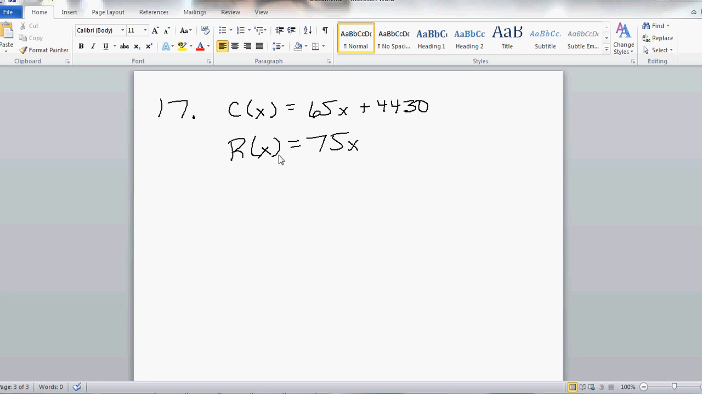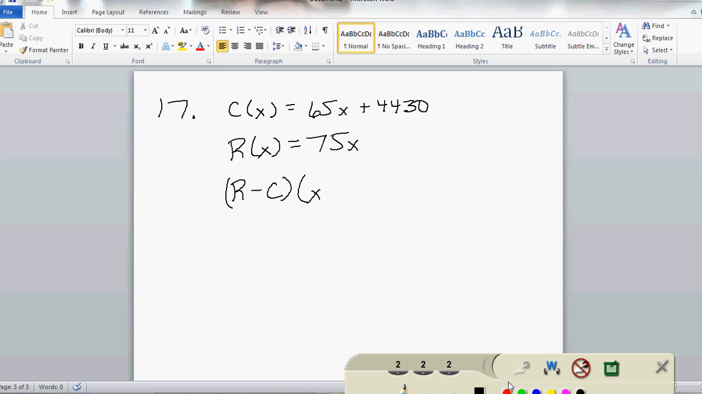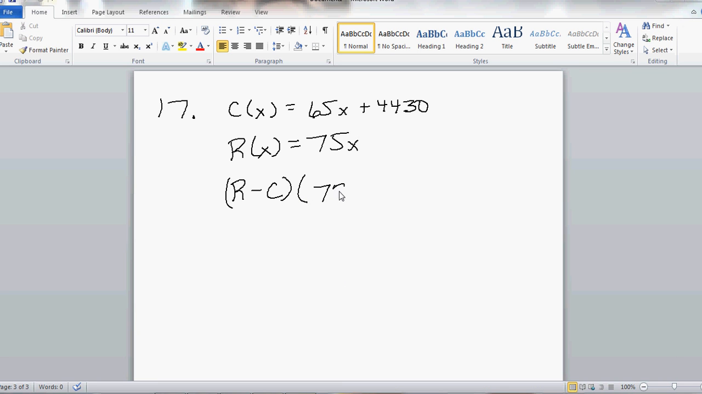But we cannot do more than 731 units can be sold at this price. It cannot be sold at this 75. So we are asked to find what is R minus C of 731, and we are asked to interpret that. Well, the calculation in and of itself isn't all that bad.